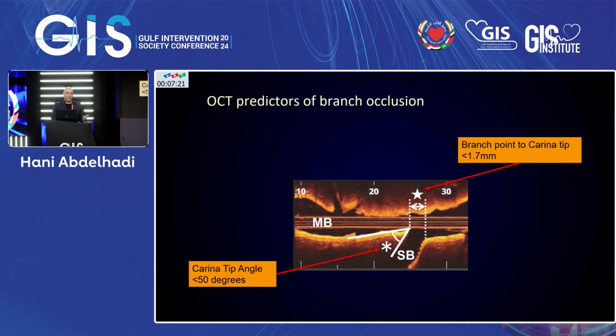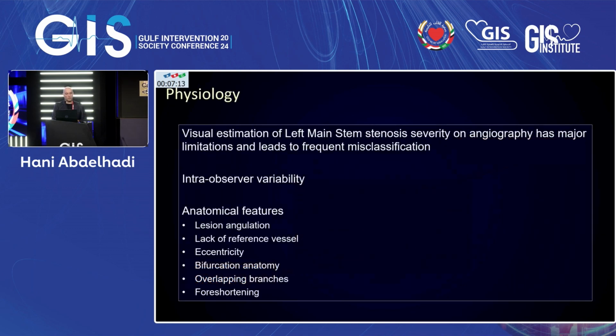In left main bifurcation, your branch could be the LAD or the circumflex, so it's not a small diagonal that you might lose, and in which case you want to go with an upfront 2-stent strategy.